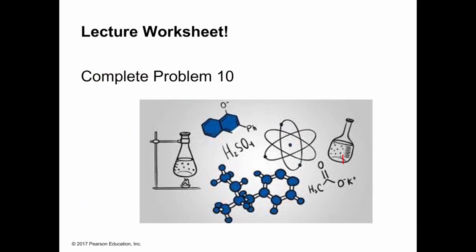So go ahead and find your Chapter 4 lecture worksheet problem and Chapter 5 lecture worksheet problem, and practice these problems. We've got some orbital diagrams that you get to work on. Once you're done, come back and we will continue on.